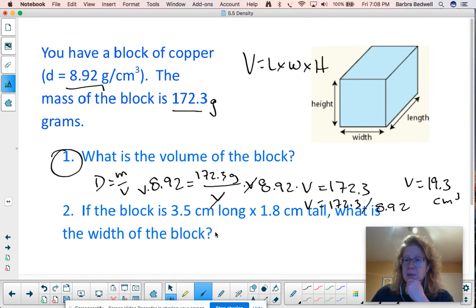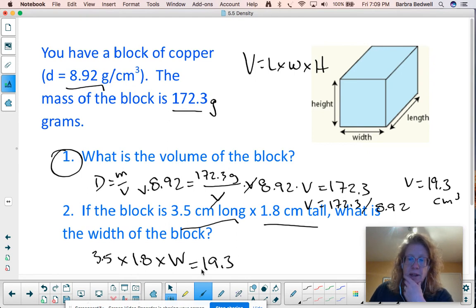So this last one down here, again, is our missing side kind of issue. We know something about this. We know its volume, it's 19.3. And we know two things about it. We know the length of the block, because it's 3.5. We know the height of the block, it's 1.8. So we know that 3.5 times 1.8 times width has got to be equal to volume, 19.3. And again, all you're trying to do now is just solve for what your missing side is.